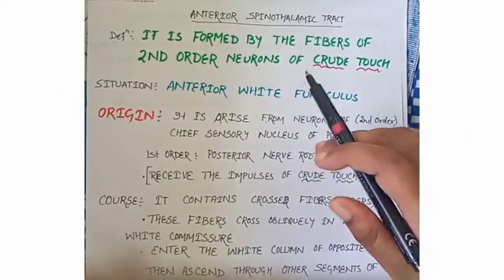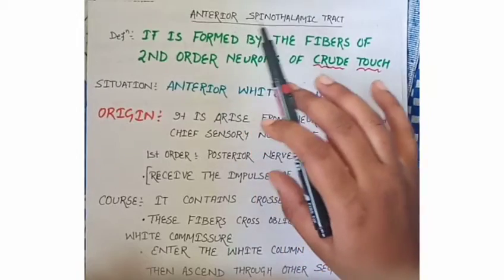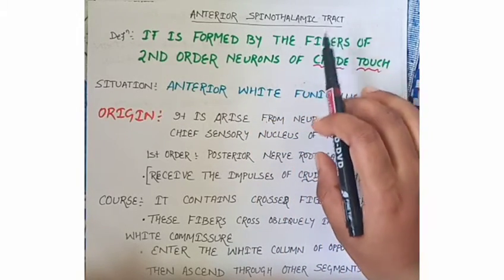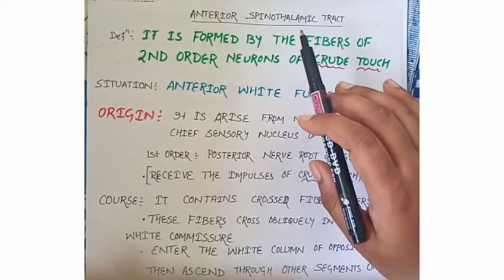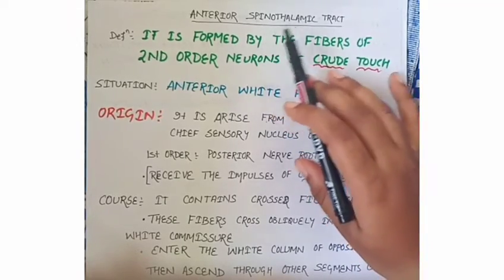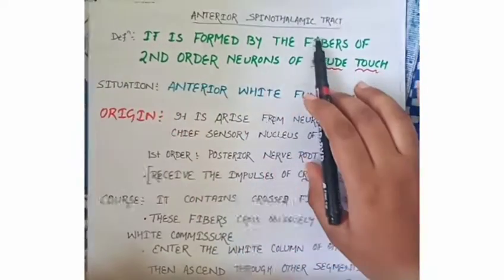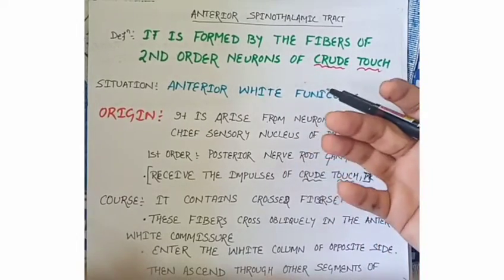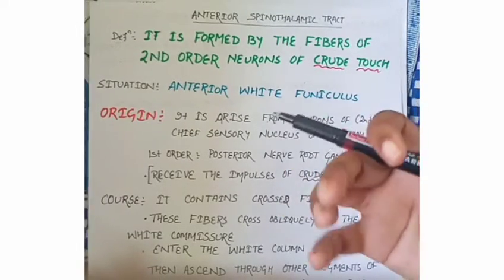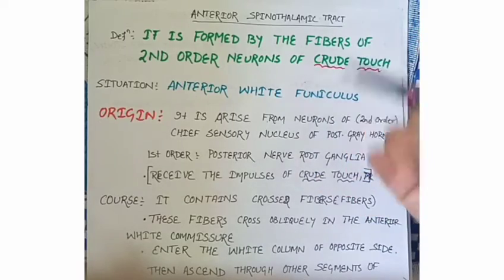Now we are going to discuss the anterior spinothalamic tract. What type of tract is the anterior spinothalamic tract? Is it ascending or descending? Yes, it is an ascending tract. It carries sensory fibers, such as crude touch. We discuss it under the heading of the sensory pathway of touch sensation, that is, crude touch sensation.